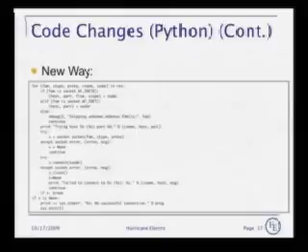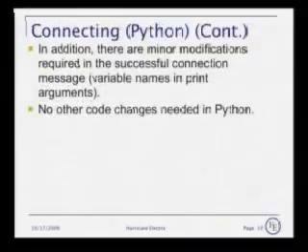Primarily, this expanded due to having to handle the 2 different families as possible returns from the resolution process. There are minor modifications required in a successful connection message because the variable names changed in the print arguments due to the family changes, and not a lot else needed.